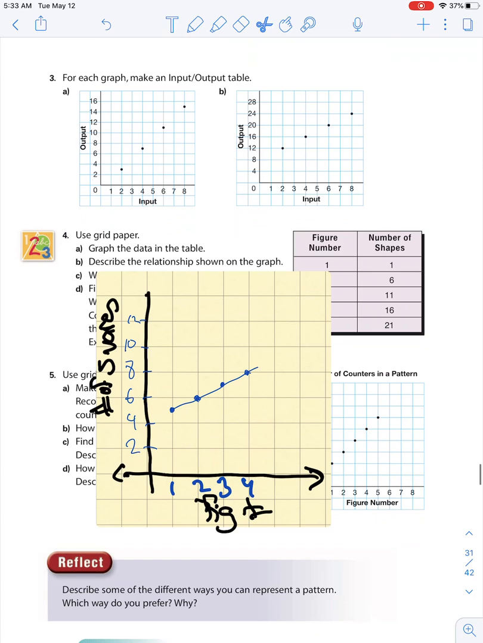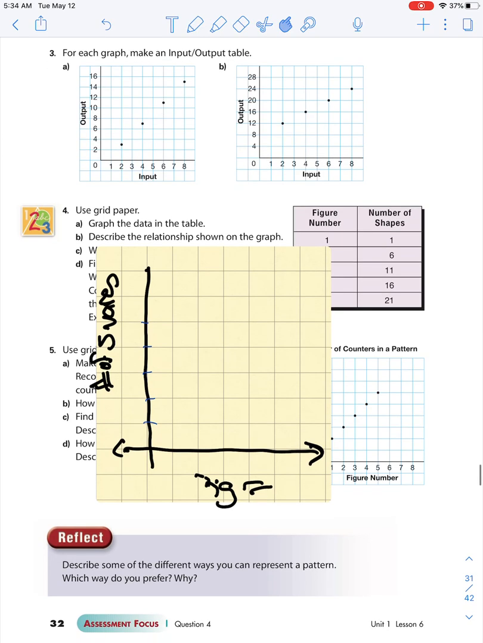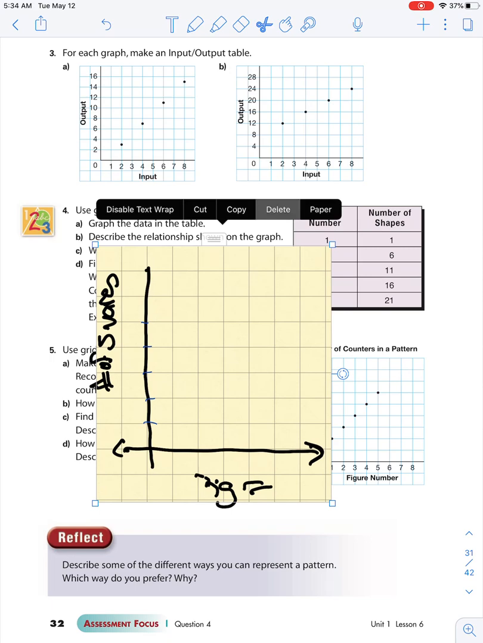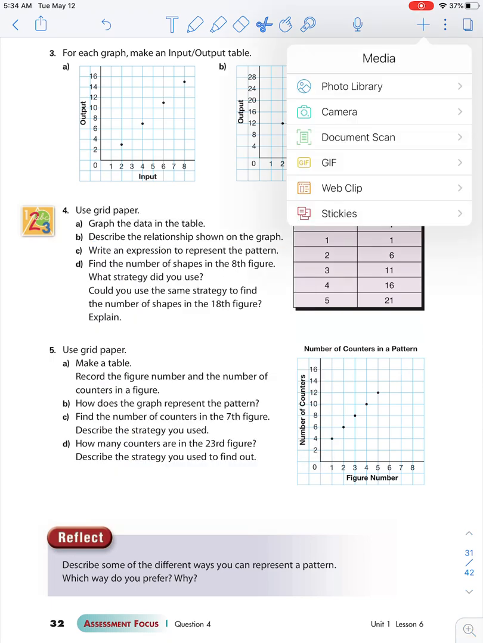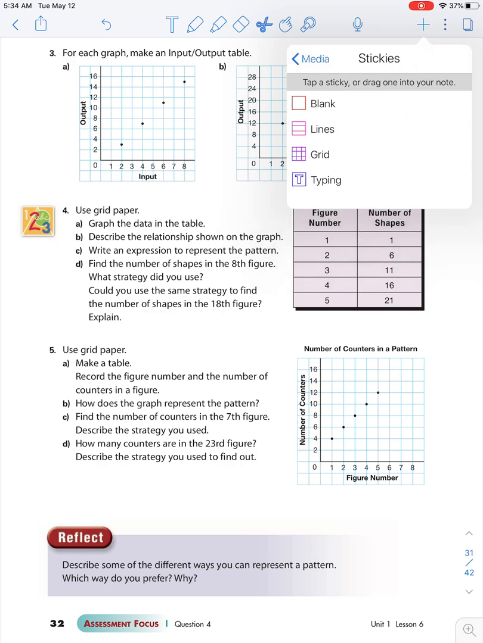Okay, next page, number 3. All right, so here, oh, this one's actually easy. It kind of started hard because we had to make the graph. For this one, input, output. Oh, for this one, we actually have to make the table.